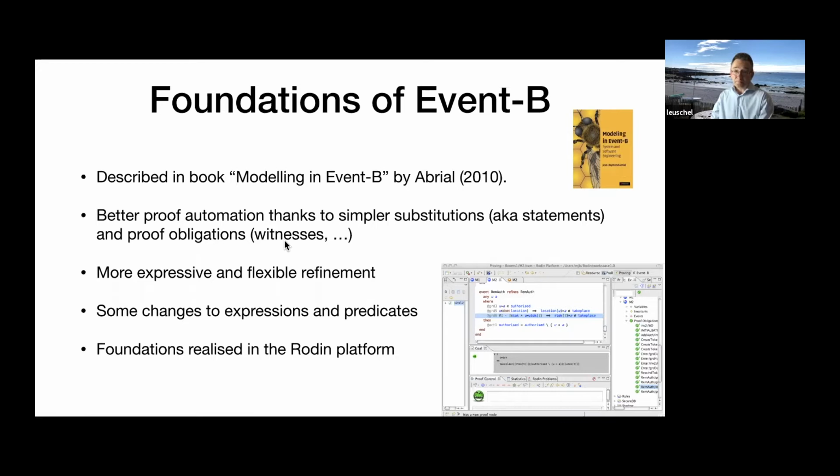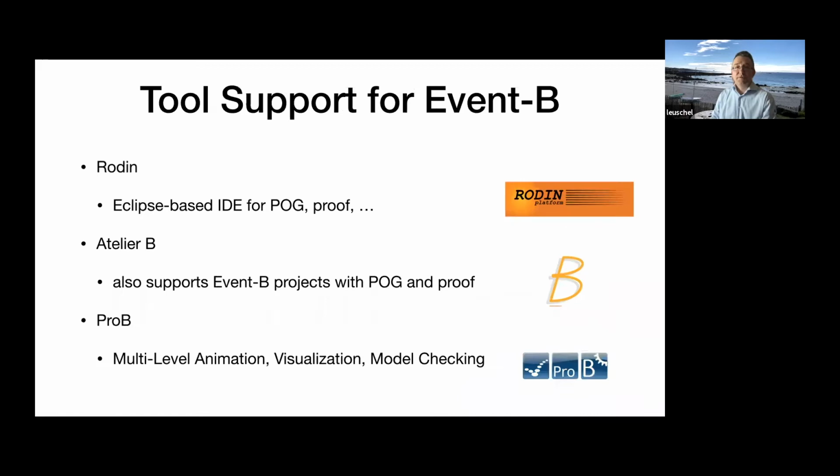And so the Rodin platform was developed within several EU projects to support the Event-B method based on Eclipse. But what is maybe not so well known is that Atelier B also supports an Event-B dialect, using a classical textual format. And they're not identical, so there are really two dialects of the Event-B method. At the time there was an exporter, but I don't think it's working anymore. So it's really two different tools. But of course, the tool we developed, the ProB animation and model checking tool, can read in both of them.